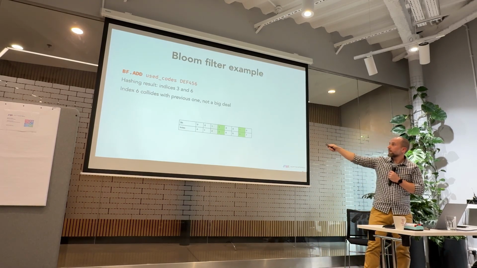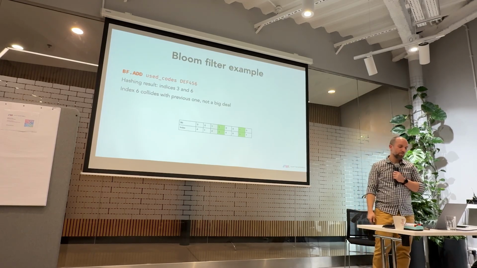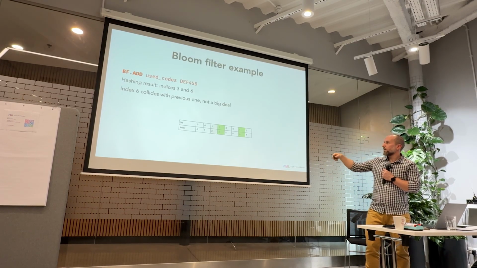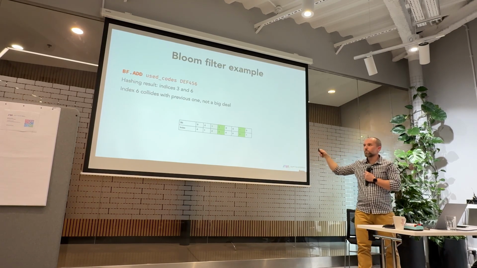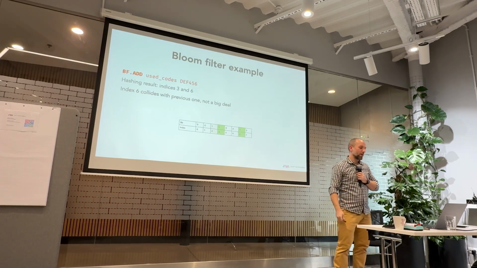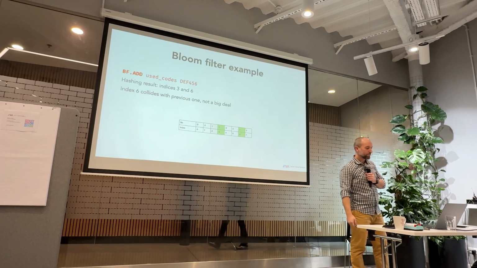But still, now we have three bits flipped to 1. If there is a collision, like on the sixth index, we just leave it as it was. If it was 1, we just leave it as it was before. Only if it's 0, we bump it to 1. So we never flip back from 1 to 0.